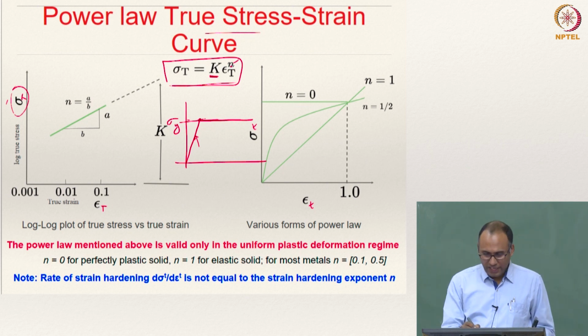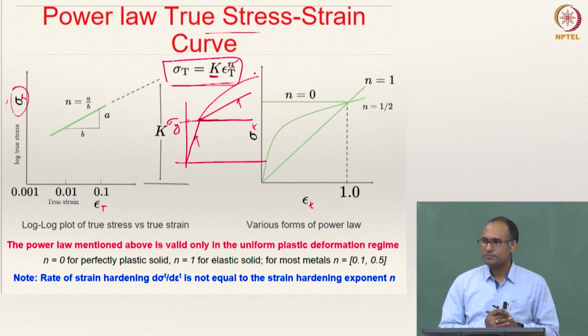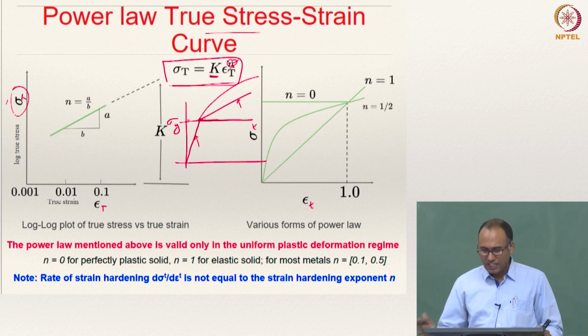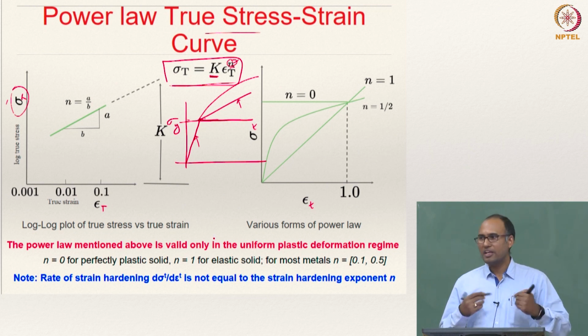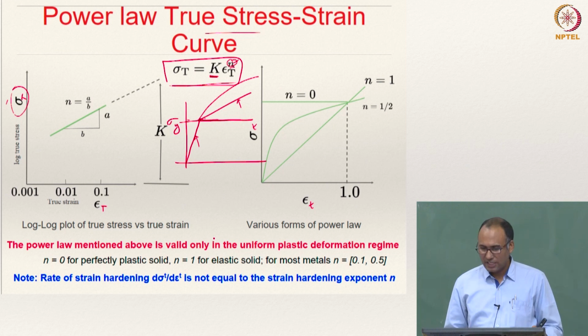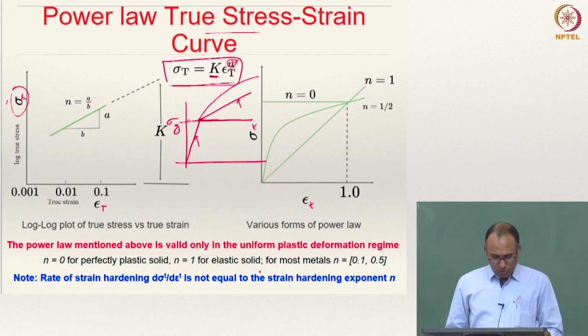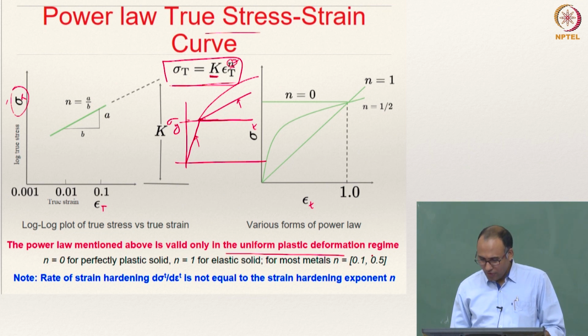And then when n equal to 1, then this can be something like that, and this is what is called linear hardening, and you can also have non-linear hardening, something like that. Okay. So, depending upon the value of the exponent, you will have different responses. When n equal to 0, it is perfectly plastic, n equal to 1, it is a linearly hardening material, n equal to half, then it is a non-linearly hardening material. Okay. All right. So, this power law is only valid in the uniform plastic deformation regime.